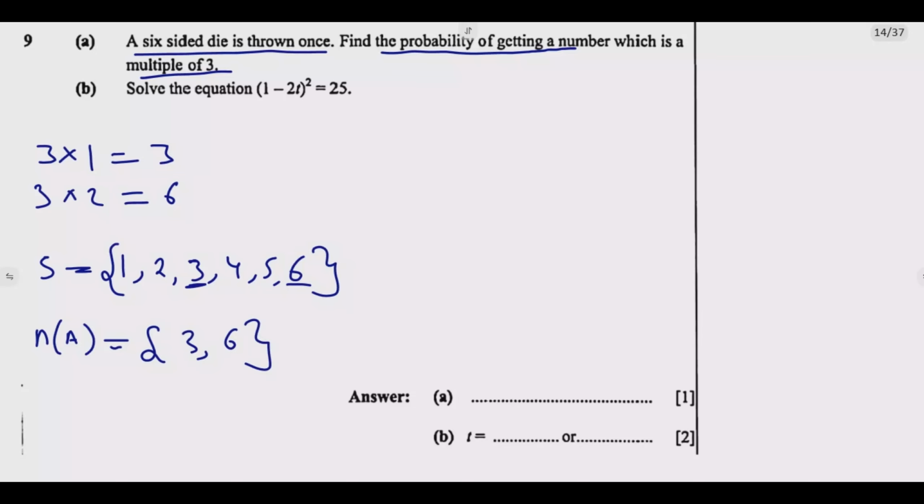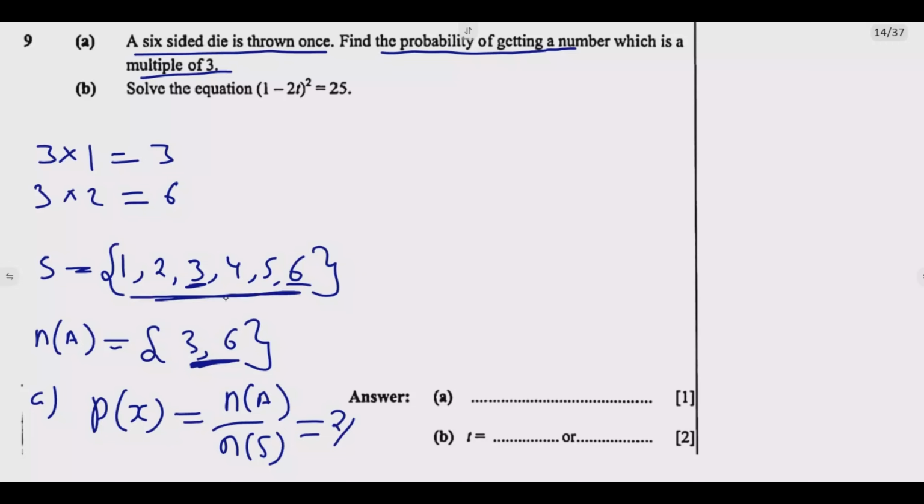So to answer question A, we now look for the probability of x, which is equal to the number of elements in A divided by the number of elements in S, which is equal to, what are the elements in A? There are 2, so 2 over the total possible outcomes, which is 6, which gives me 1 over 3. So 1 over 3 is the answer. So this is how you answer this question. Once you do that, you get that 1 mark.